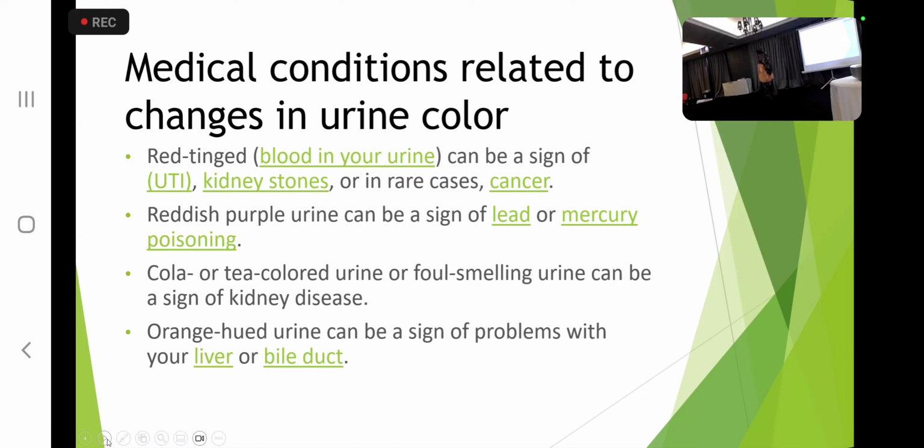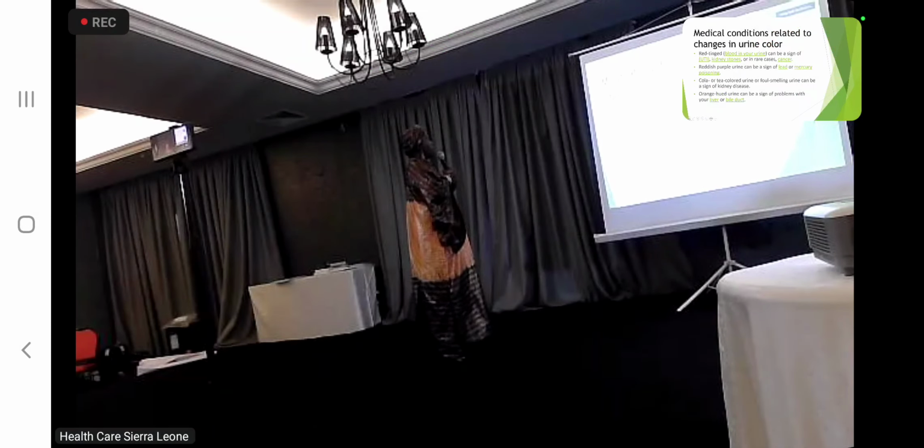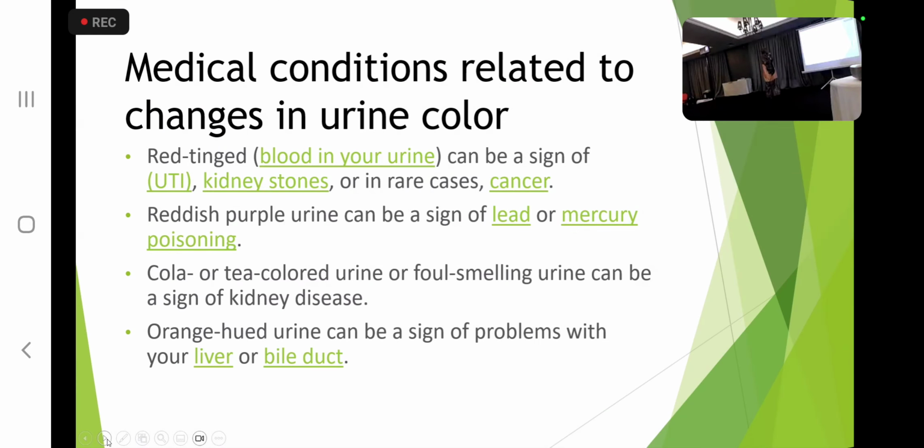So, like I said, red tinge or blood in the urine can be a sign of UTI, kidney stones, or in rare cases, cancer. Reddish purple can be a sign of lead or mercury poisoning. Dark or tea-colored urine or foul-smelling urine can be a sign of kidney disease. Orange-hued urine can be a sign of problems with your liver or bile duct. Next slide.